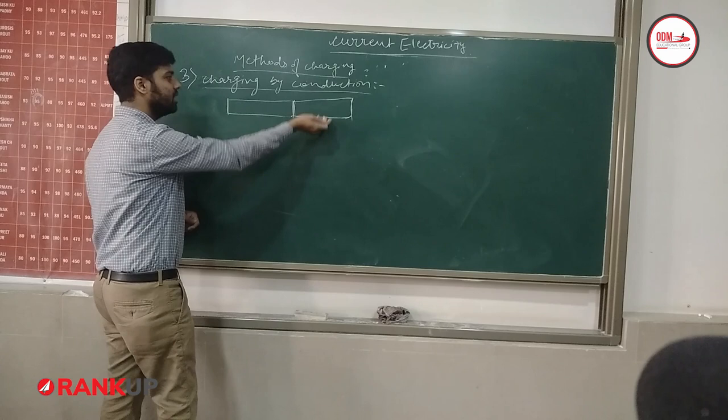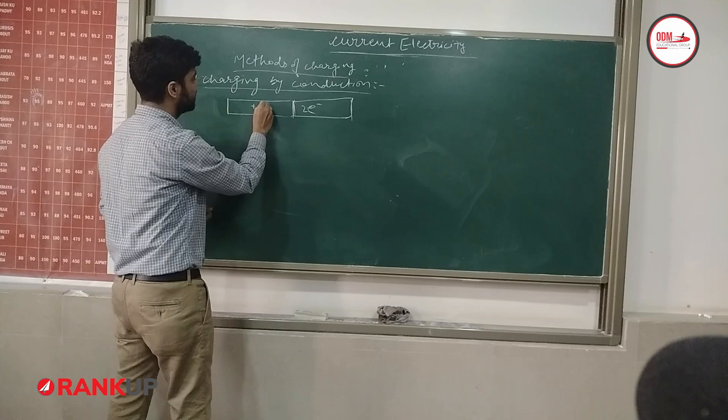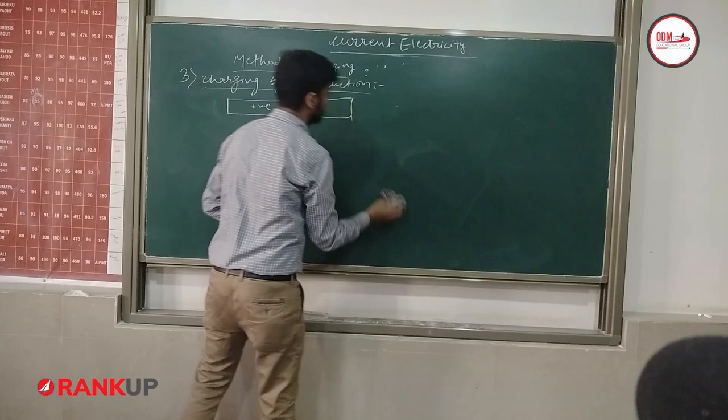Suppose this one is electron deficient and this one has more electrons. Then what will happen? This one has positive charge, so electrons will move from the electron-rich body and come to this side. Electrons will transfer by conduction. So this is simple. By rubbing, by induction, by conduction, we have read. Got it?